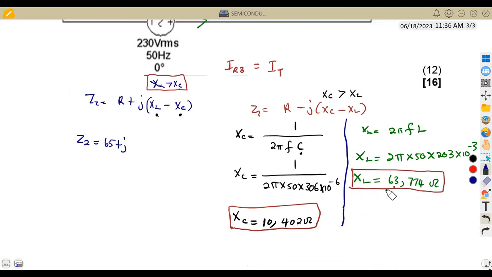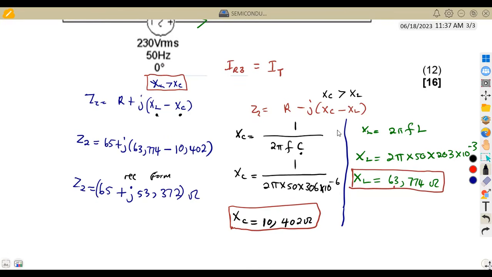So we are going to subtract our XL, that is 63,774, minus XC, which is 10,402. All right, so this is going to give us Z2. So 65 cannot be combined to this value, so it is going to remain as it is, plus J. You combine these two inside, so we are going to obtain something like 53,372. So this is what we have, guys, for our Z2 in rectangular form.